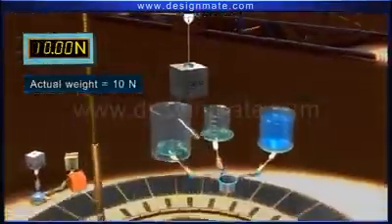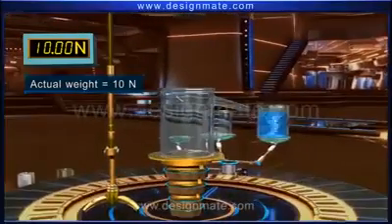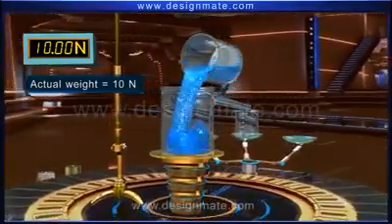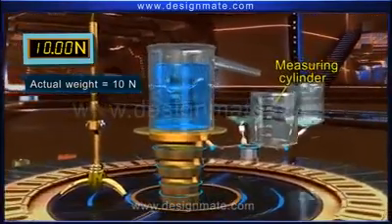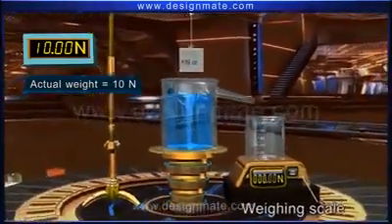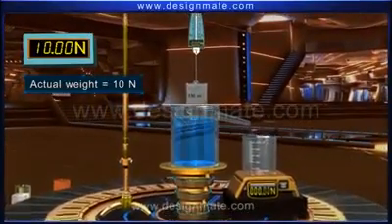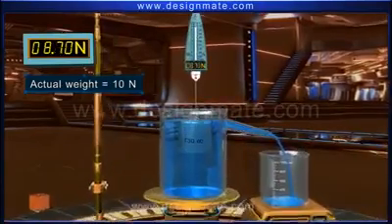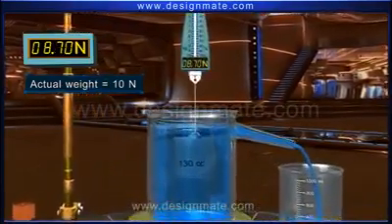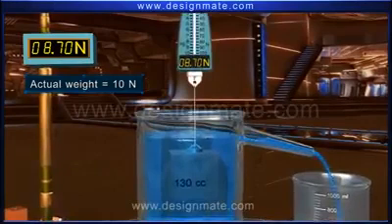Now, take a Eureka can. Fill it with water up to the spout. Under the spout, place a measuring cylinder on a weighing scale. Now gradually dip the object in water. Observe that water starts overflowing through the spout and the reading in the spring balance registers a continuous fall.